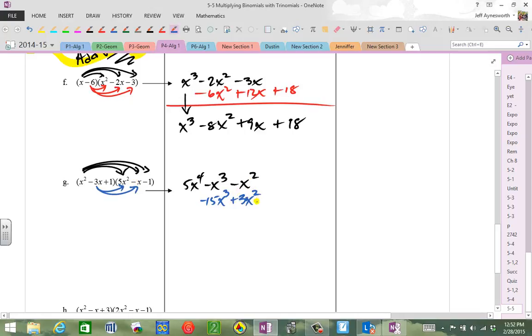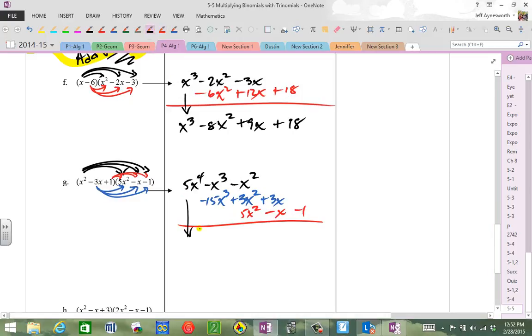Again, you'll see me line up like terms. And then negative 3x times negative 1 is positive 3x. Switching colors, distributing through the 1. 1 times anything is itself, so you can just rewrite the polynomial. So we get 5x squared minus x minus 1.